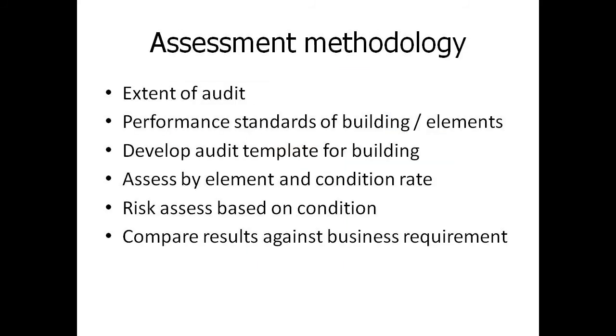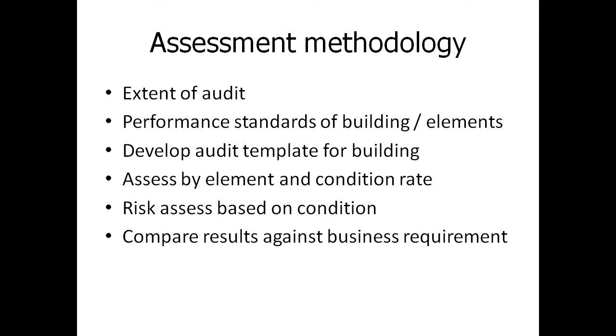So now we've looked at some of the condition rating tools and some of the methods or the method of actually reconciling the data. We need to then establish the extent of the audit. How much detail do we really need to go into here? The performance standards of a particular building and elements, that is to Australian standards or otherwise to the business that's occupying the building, and consider an audit template for the building. So is it going to be a one-off audit, or is it something that we're going to repeat year after year or on a 3-year cycle?